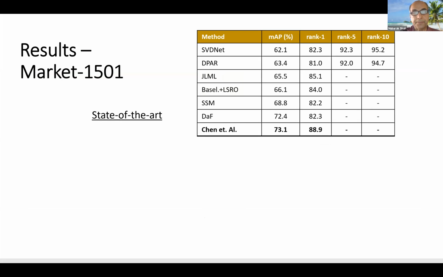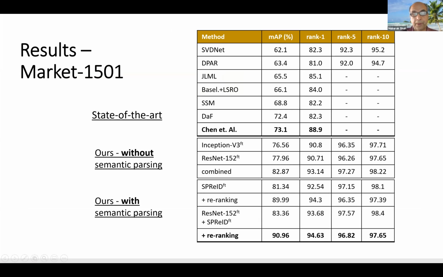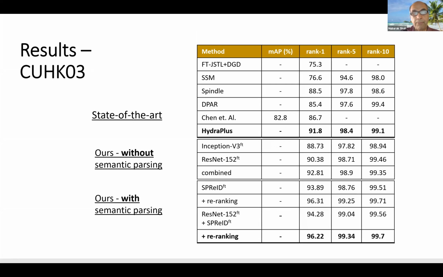So now we can look at the quantitative results and use these MAP, rank 1 and rank 5. These are the state-of-the-art results at the time we published the paper. Without semantic parsing, we still get pretty good improvement. But when we use semantic parsing and re-ranking and so on, we get a huge improvement, which is very, very nice.